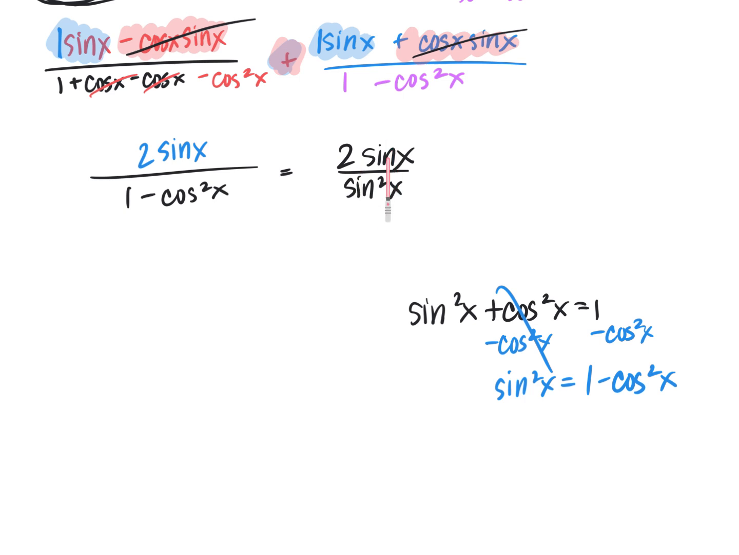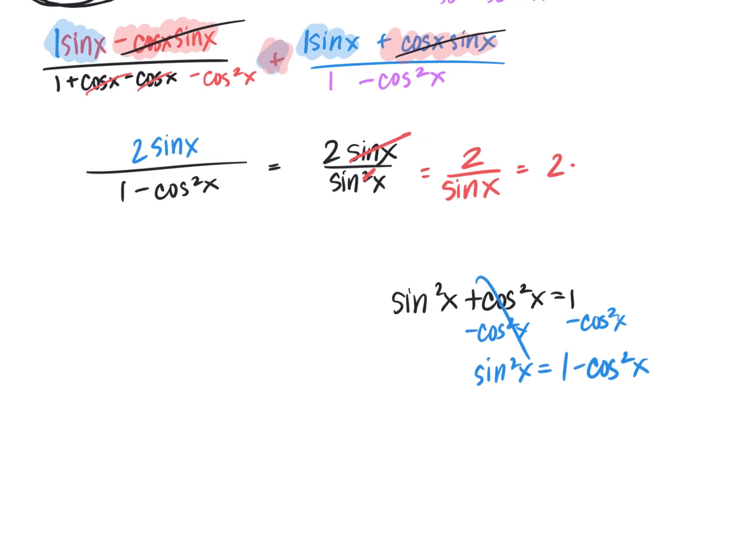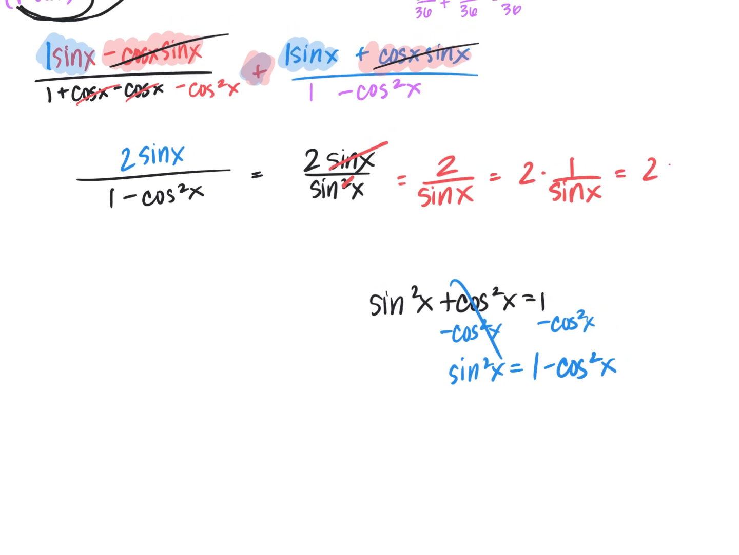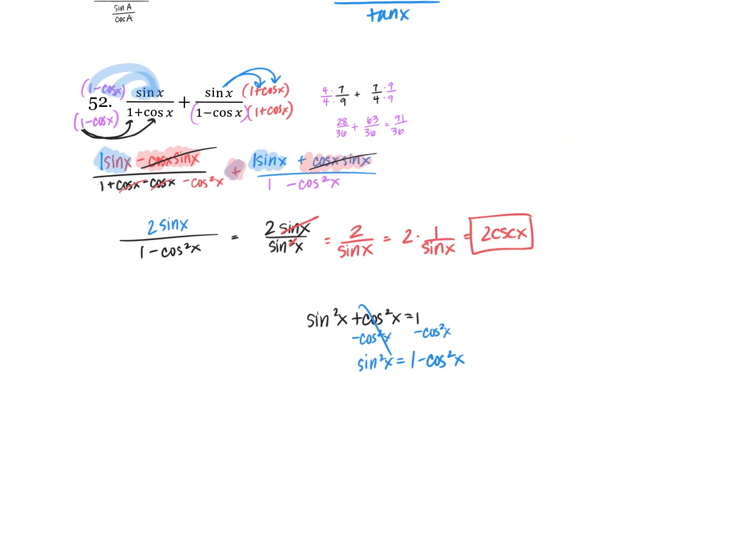You guys, can anything cancel now? Yep, because I don't have any adding or subtracting going on, right? This sine is going to cancel out with one of those, and I'm left with 2 over sine. Isn't that the same as 2 times 1 over sine? And 1 over sine is cosecant. That's where that came from. That one was a lot, though, you guys. Do you see how we took that last step? We are going to be uncomfortable.